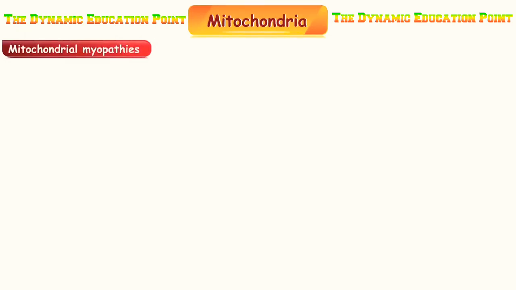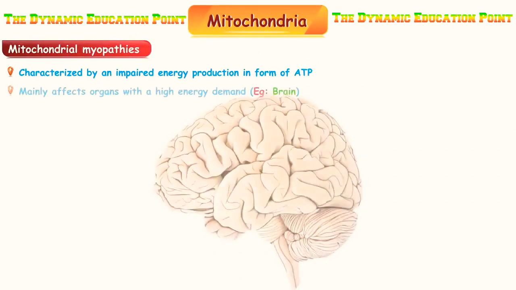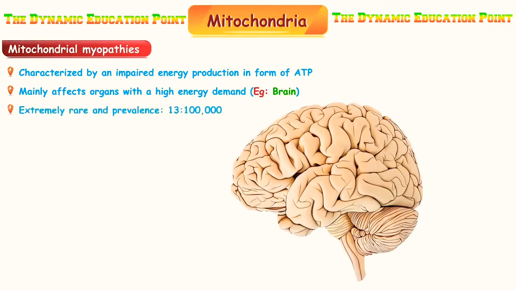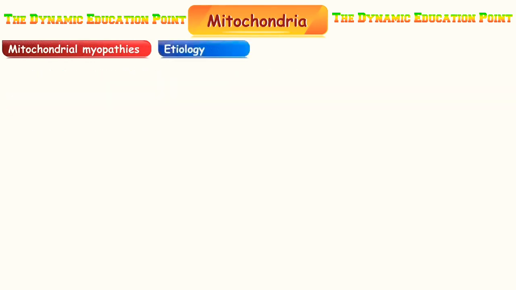Mitochondrial myopathies are the group of disorders characterized by an impaired energy production in the form of ATP that mainly affects organs with a high energy demand, such as the brain. These are extremely rare, and the prevalence is a ratio of about 13 to every 100,000. One of these myopathies is etiology.